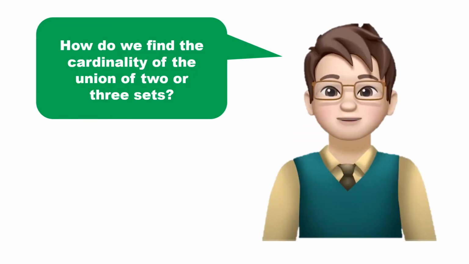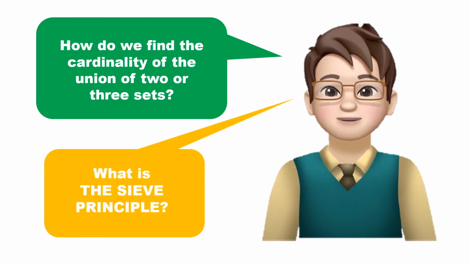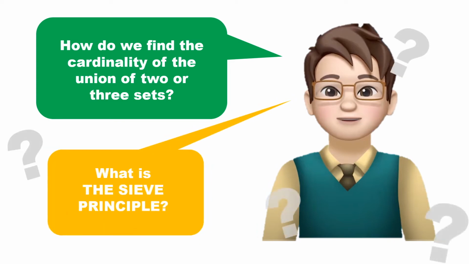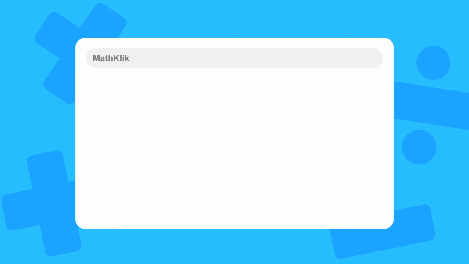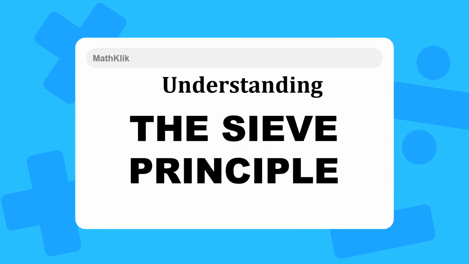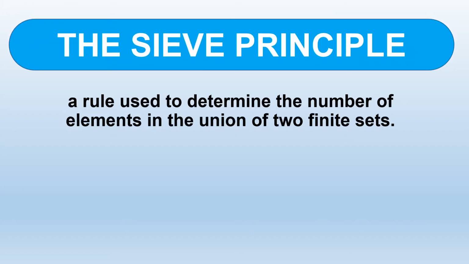How do we find the cardinality of the union of two or three sets? What is the Sieve principle? This lesson is about understanding the Sieve principle. The Sieve principle is a method used to determine the number of elements in the union of two finite sets.